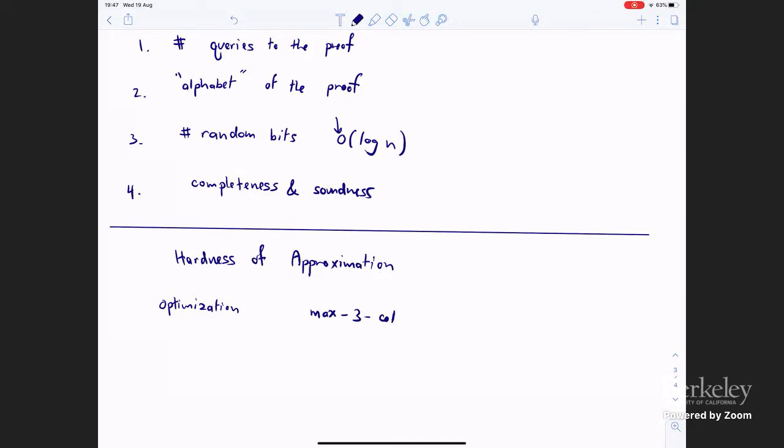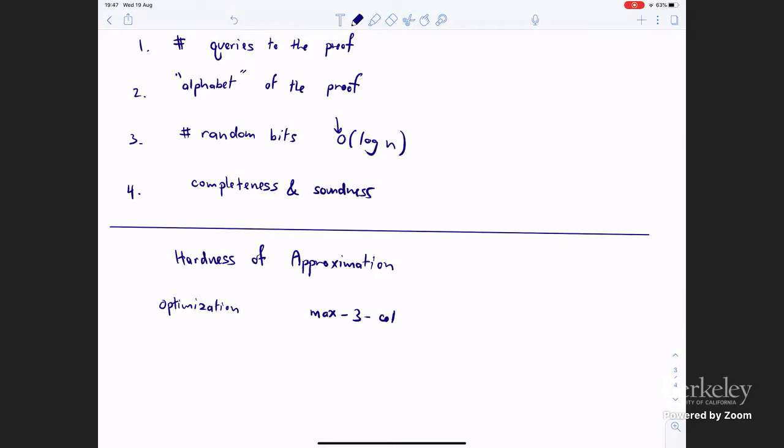You can think of others. For example, given a system of equations, find an assignment to the variables that maximizes the fraction of satisfied equations. All of these are very similar, and like I said in the beginning, these are examples of constraint satisfaction problems.